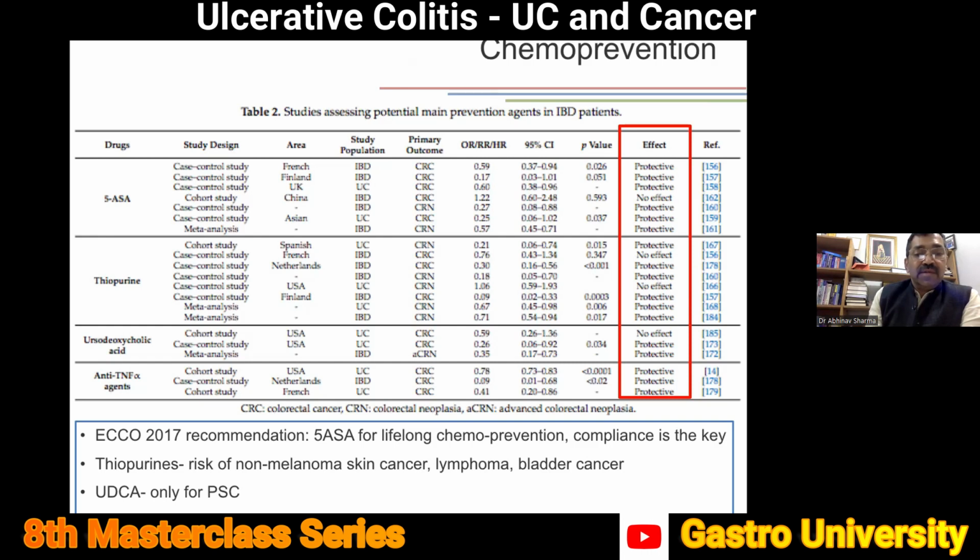In the ECCO recommendation 2017, 5-ASA is for lifelong chemoprevention, but compliance is an issue, so we have to ensure compliance. The problem of continuing thiopurine long term is non-melanoma skin cancer and other cancers, so they have not been recommended per guidelines. But if you are forced to use them, then you have to be watchful for development of other cancers. UDCA has been recommended only in primary sclerosing cholangitis associated IBD, but not for prevention of colorectal cancer in ulcerative colitis per se. And with biologicals, again, there are concerns about adverse events. So 5-ASA is recommended, other agents conditional.